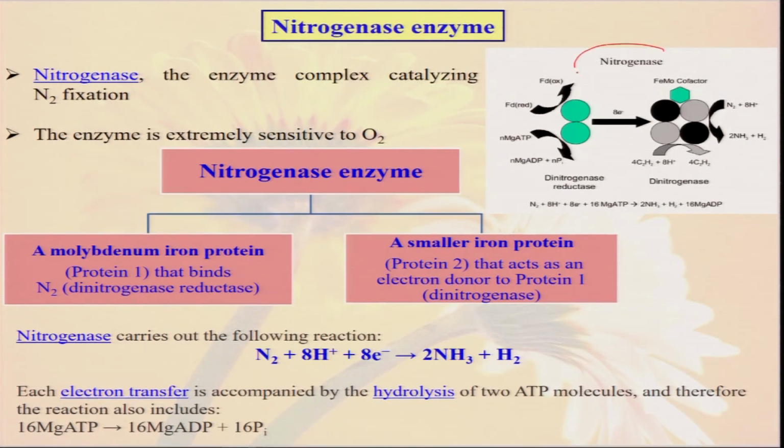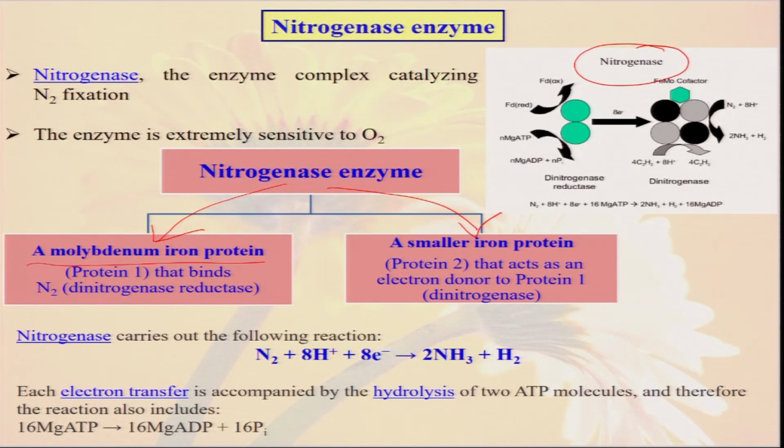This enzyme has a tremendous role. This is the nitrogenase. This enzyme catalyzes nitrogen fixation, but this enzyme is extremely sensitive to oxygen. So, there are two parts. One part of the nitrogenase is the molybdenum-iron part. These are proteins that bind the nitrogen, and the second part is the smaller iron protein, that is only iron, there is no molybdenum, that acts as an electron donor to protein 1.